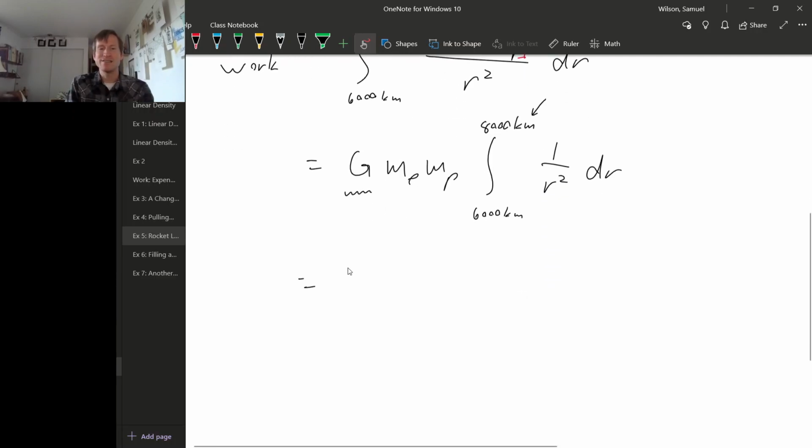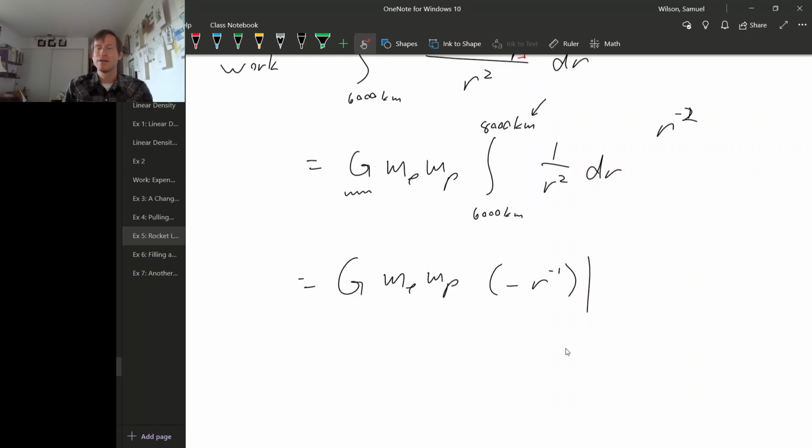Now we can integrate that. So G times mass of the Earth times mass of our payload. The integral of 1 over r squared, remember 1 over r squared is r to the minus second. And so use the power rule on that. We get minus r to the minus first. And we're going to go from 6,000 kilometers, which is 6 times 10 to the 6th meters, up to 8,000 kilometers, which is 8 times 10 to the 6th meters.